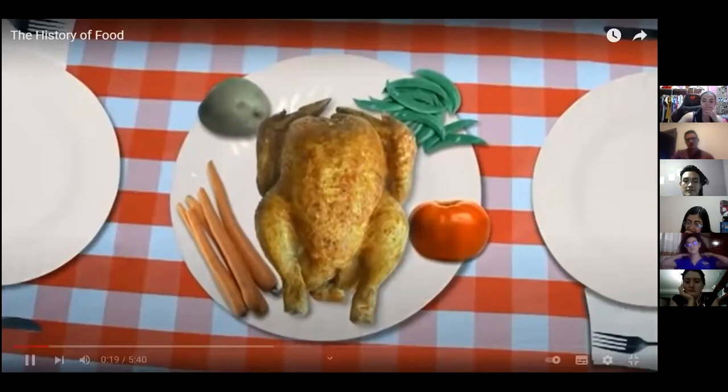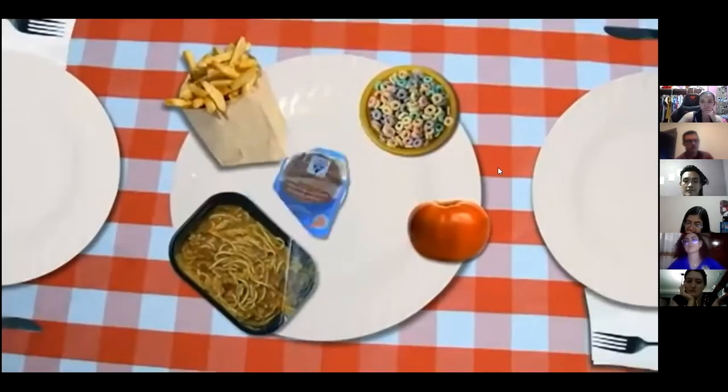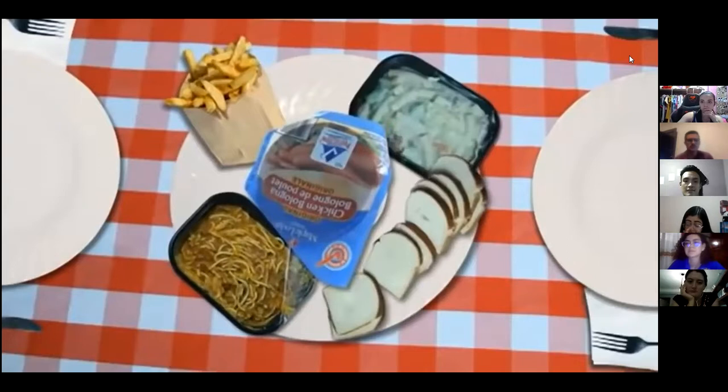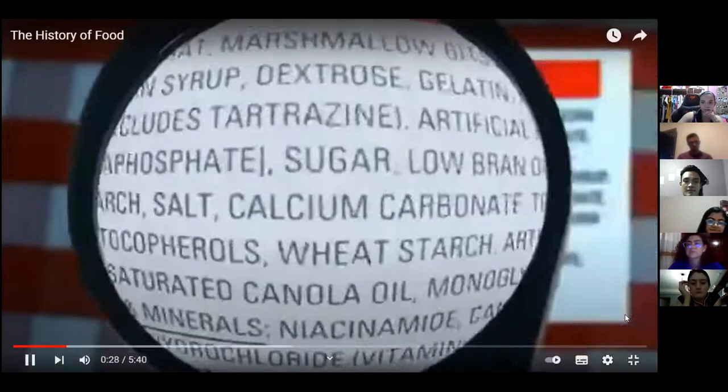Our food has been changing. What do you mean? Food has changed a lot over the last 50 years. Well, it's fast and easy, and we've got lots of it. You call this food? Of course it's food. Just read the labels.